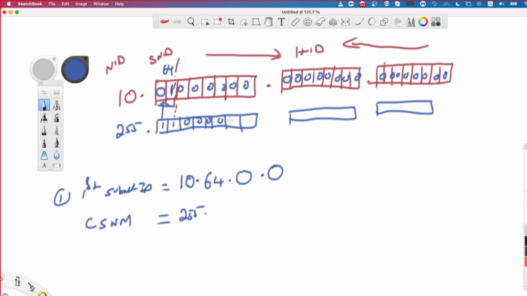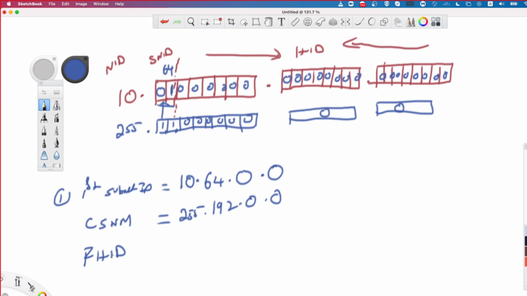Now, convert this to decimal. 11, all zeros in the second octet. What would be the value? 192.0.0. How did I get 192? 128 and 64. 128 plus 64 is 192. So now what happens? The first subnet ID is 10.64.0.0 and the custom subnet mask is 255.192.0.0. Now I just need to find the range of IP addresses, the first host ID of the first subnet ID.